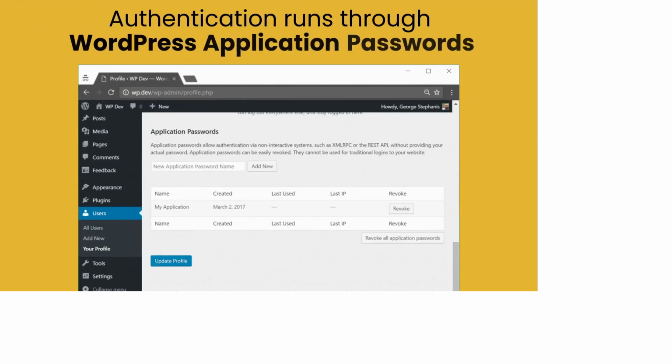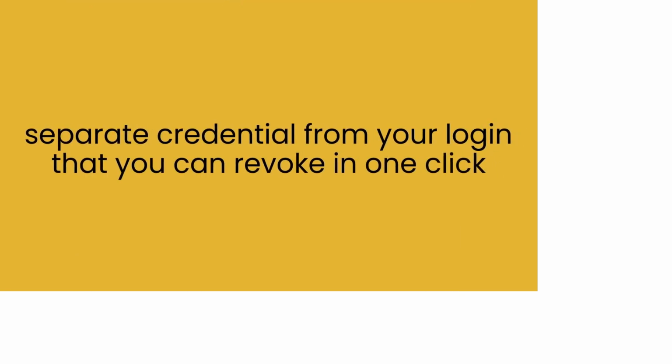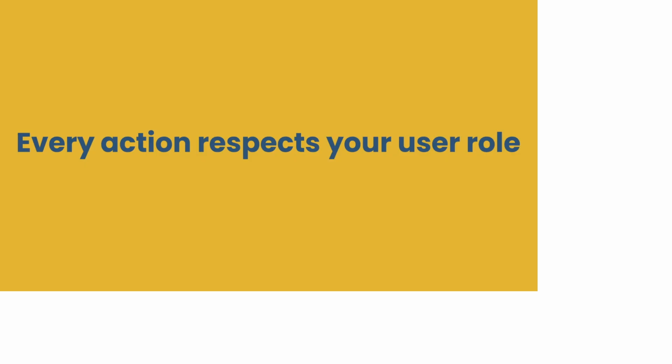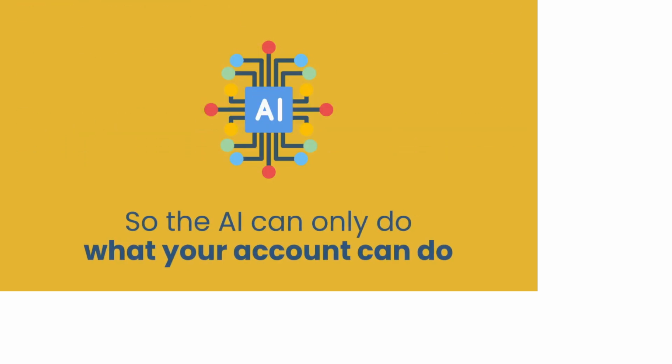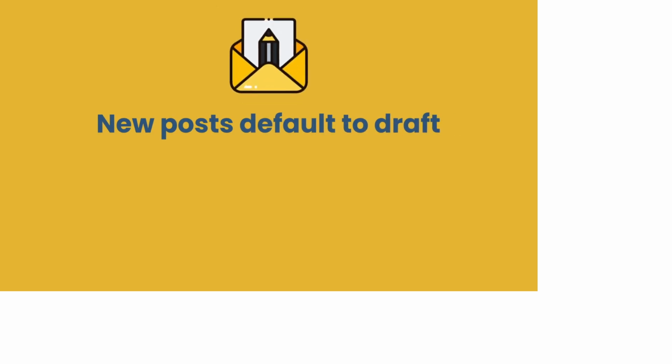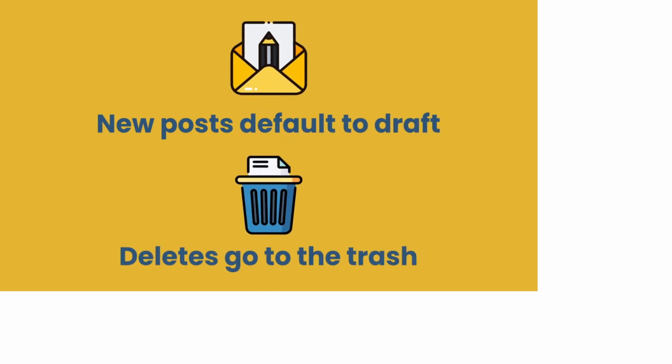Now, giving an AI write access to your site deserves real guardrails, and this is where a good setup matters. Authentication runs through WordPress application passwords, a separate credential from your login that you can revoke in one click. Every action respects your user role, so the AI can only do what your account can do. New posts default to draft. Deletes go to the trash.